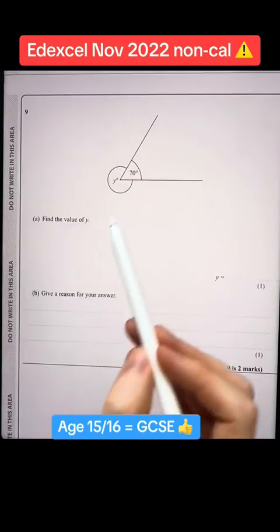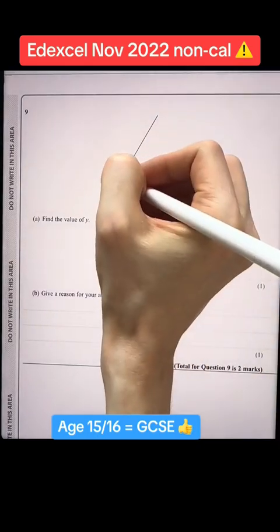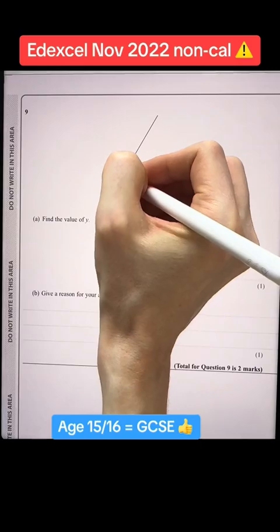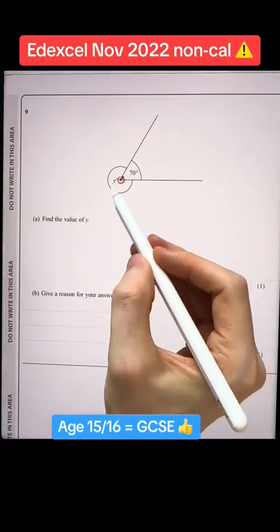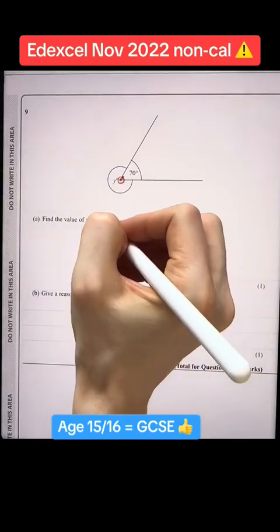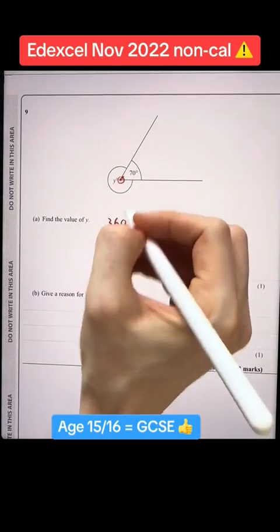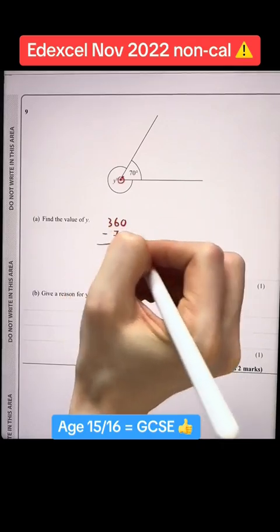Find the value of y. Locating y, I can see in the centre here, I know that angles around a point always add up to 360 degrees. As I know this angle is 70 and I want to work out y, therefore I just go 360, subtract my 70. Again, always starting on the right.